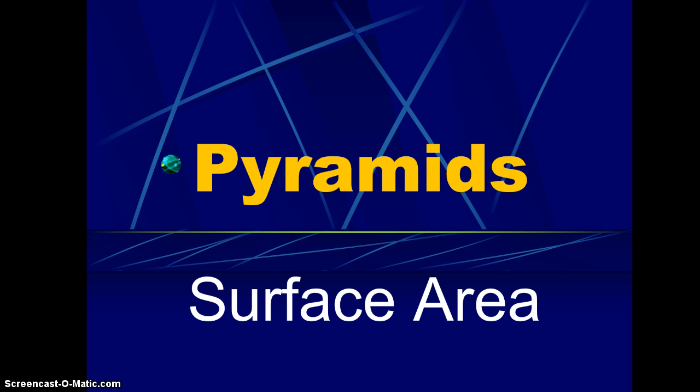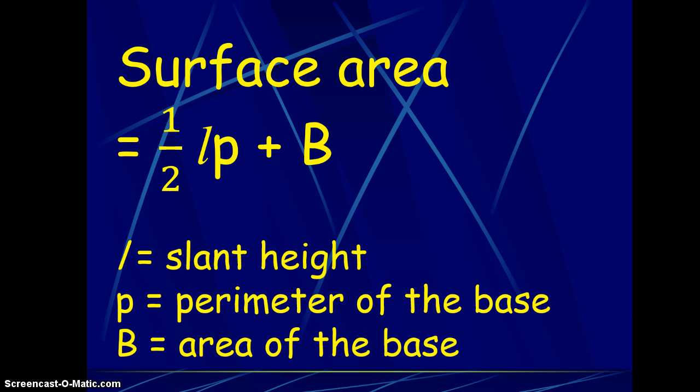Awesome. So we're basically just finding the area for a square and the triangles around the side. So that's what goes together to make up the surface area.